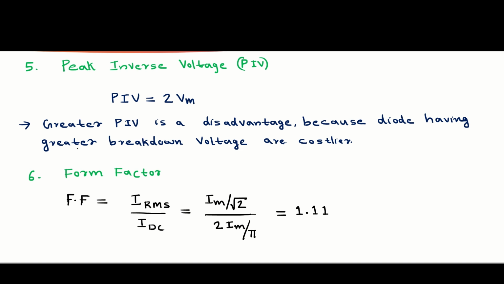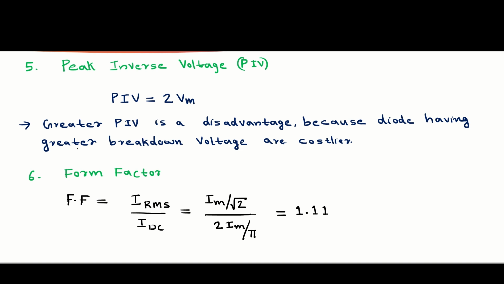So as compared to half wave rectifier, this one is a very high value. For a half wave rectifier, peak inverse voltage is Vm. The greater peak inverse voltage is a disadvantage because diodes having greater breakdown voltage are costlier. For a safer operation, the PIV should be less than breakdown voltage. So we have to use a diode which has a greater breakdown voltage, and these types of diodes are costlier.